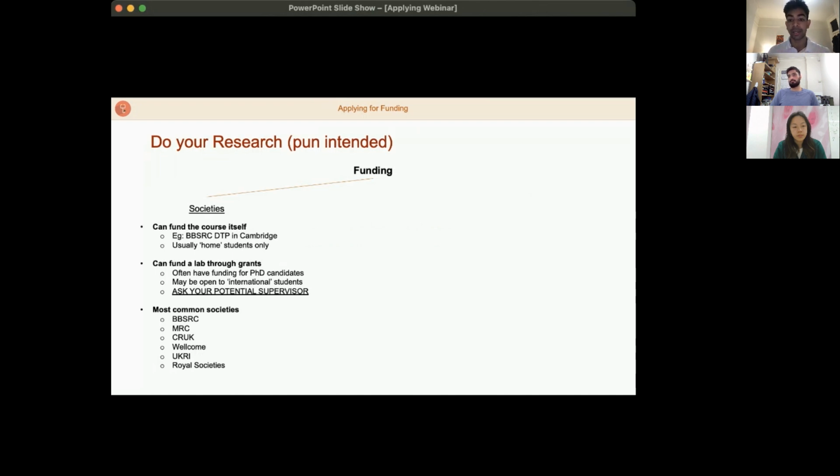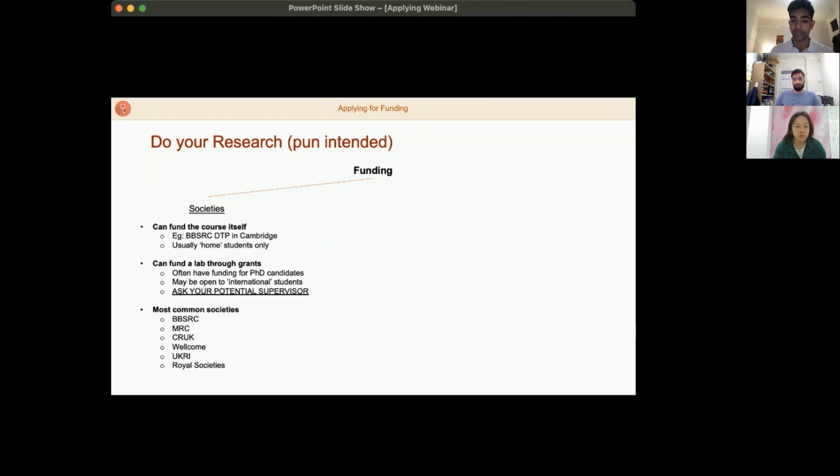But all of this you can find, like we said in one of the previous slides, directly from university websites. But you can also look at the society websites themselves, because they may offer PhDs that might not directly be based in a university, but in a research institution like the Crick Institute. So that's one way of funding.